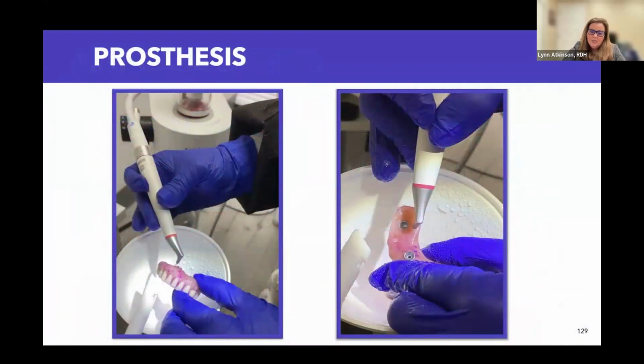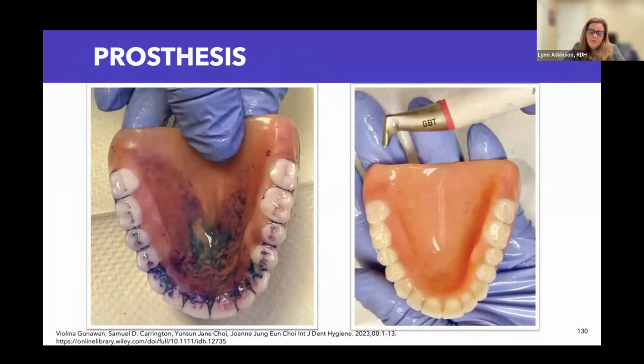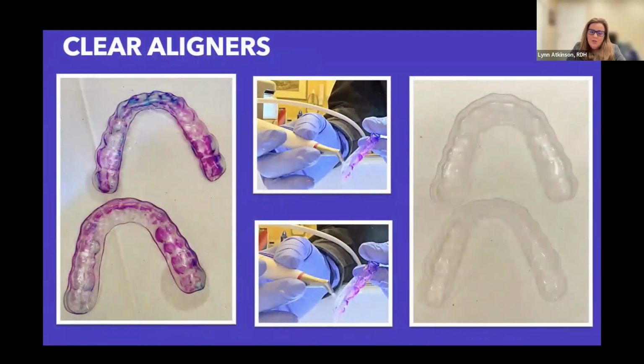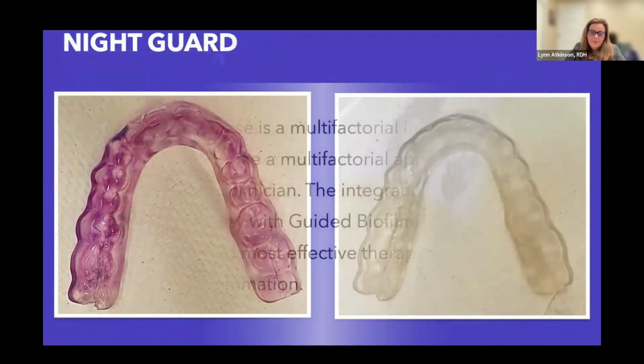We can use it around prosthesis. We can use it around removable prosthesis. We can use it on dentures. That's something that went through the ultrasonic bath and was brushed. And that's what it came out like when I did my disclosing. So appliances, clear aligners, the last thing you want to do is remove all the biofilm from the mouth and then hand them their clear aligners without going through and doing airflow, at least checking those areas. Night guards, same thing.